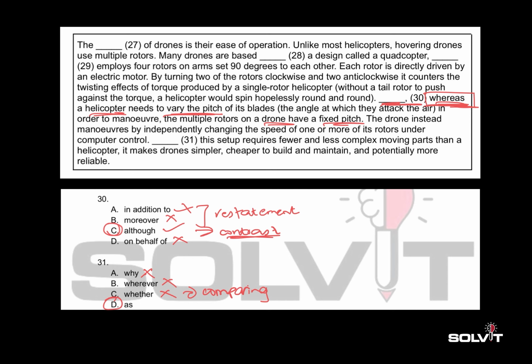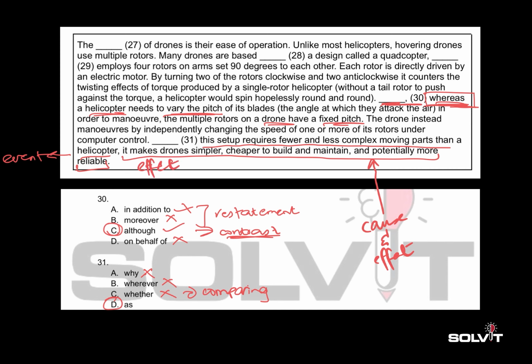This is a cause and effect sentence, right? I hope you guys can recognize that. It's a cause and effect sentence, the last one, because it's saying that this setup requires fewer and less complex moving parts than a helicopter, so this is the cause. This is the event that is happening. And the effect of that is it makes drones simpler, cheaper to build and maintain, and potentially more reliable.